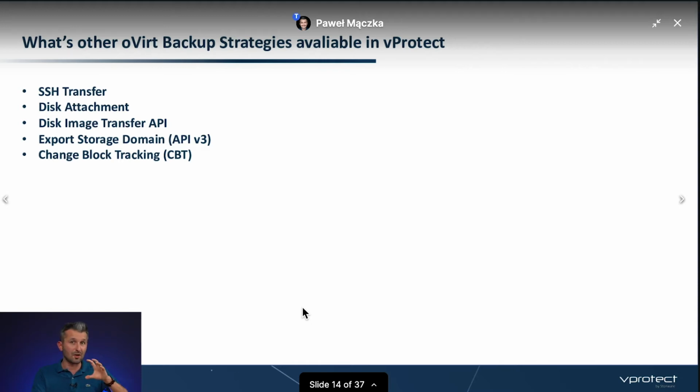And these strategies have been working for the last 4 years in hundreds of different implementations that we made worldwide at our customers. And this is the SSH transfer. So we go in directly by SSH, contacting each host and sending the data via SSH or using netcat. There is also disk attachment and disk image transfer API, still the oldest one, but we still have some customers running Red Hat Enterprise Virtualization, so not RHV, but RHEV, version 3, using the export storage domain.